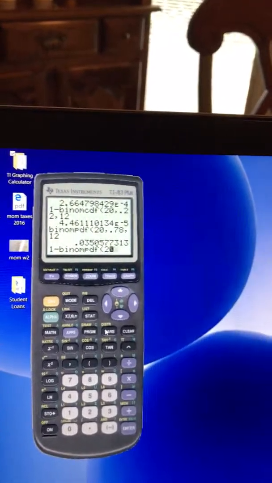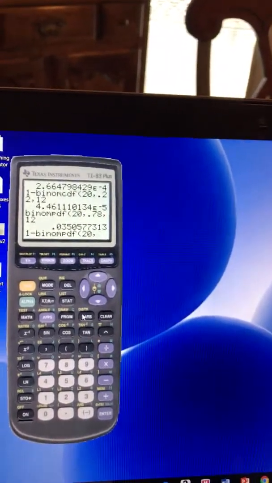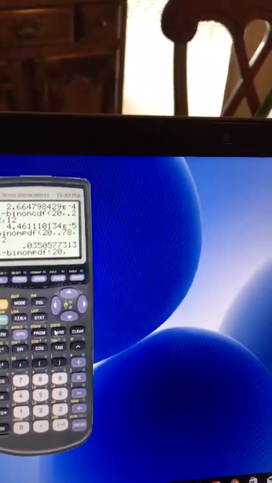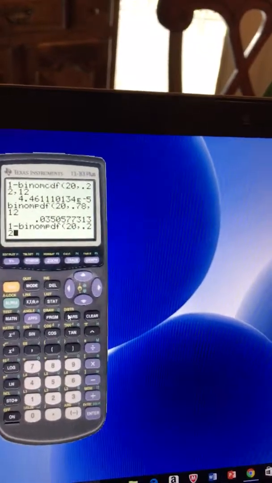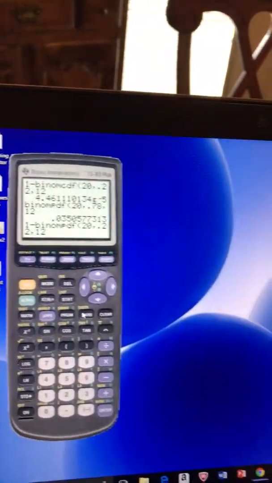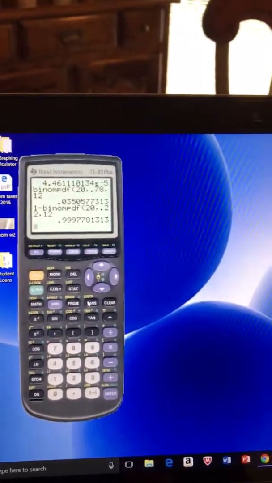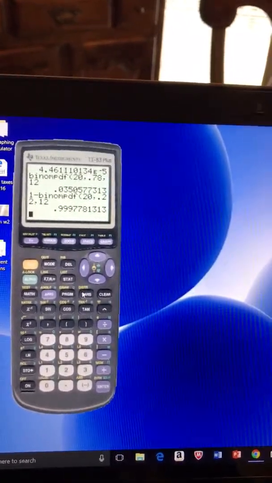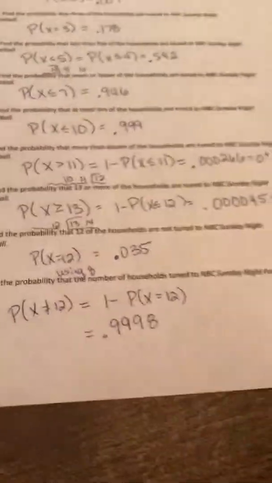N is 20, we're switching back to P this time. Normally you use P, the only time you don't is when you have a question like H. So 0.22 and then 12. And you should get 0.999. This rounds up to 1, but we usually don't write ones on here. So if 3 decimals round to 1, go out to 4. So 0.9998, it's almost 1, but instead of writing 1, just go out to 4 decimals.